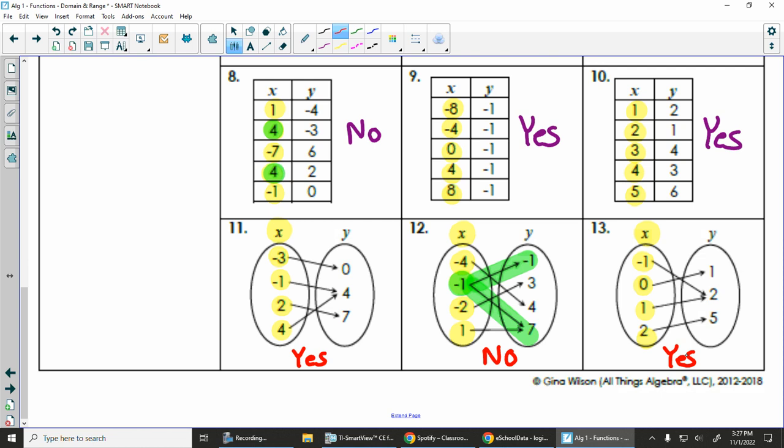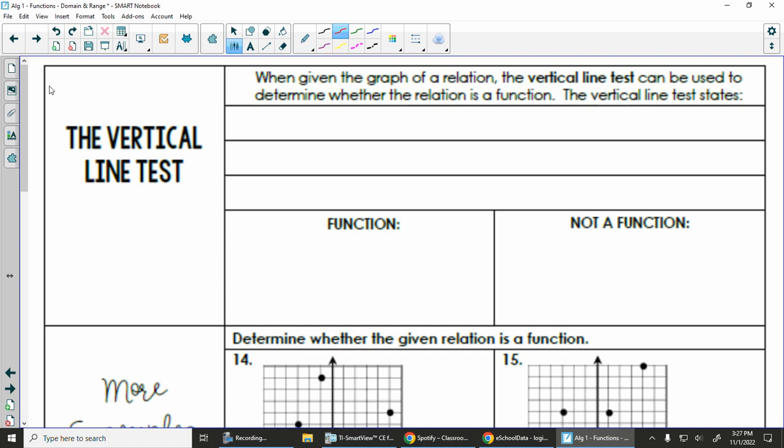Okay? Now, there's one other thing they can do to you. Instead of giving you the numbers visually in either ordered pairs, a table, or a mapping diagram, they could give you a graph to look at. And if they give you a graph to look at, then we want to be considering the vertical line test. So it says, when given the graph of a relation, the vertical line test can be used to determine whether the relation is a function.